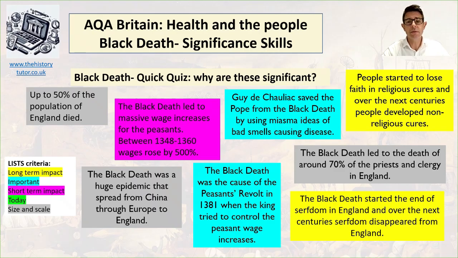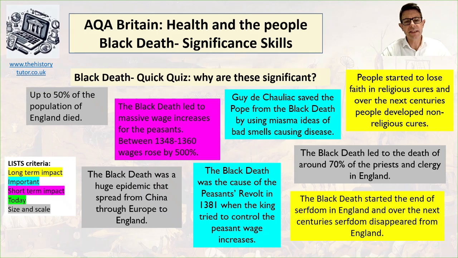Got important people. So we've got Guy de Chauliac helped save the Pope, and his miasma ideas and isolating the Pope obviously helped with that, so that promoted those ideas. Also, the Black Death was the cause of the Peasants' Revolt. Now, that's also a short-term impact, but the king obviously was involved in this. You could argue that it's important people and places, and this was because the peasants were getting paid too much money and the king tried to control it. We've got a short-term impact that the Black Death led to massive wage increases for peasants, as I just mentioned, and obviously that increasing wealth.